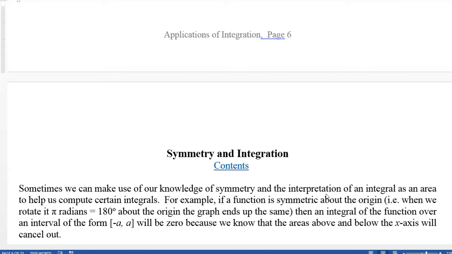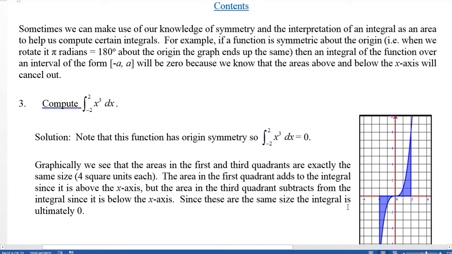So, for example, if a function is symmetric about the origin, and of course what that means is you have 180 degree or pi radian rotation symmetry about the origin. So if you fix the origin and rotate about the origin half of a circle, the graph collectively ends up the same. If that's the case, then if we integrate that function over an interval of the form minus a to a, what are you going to get? Well, you're going to get 0.